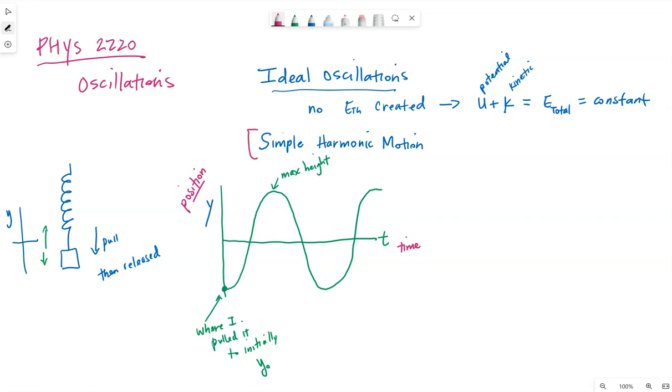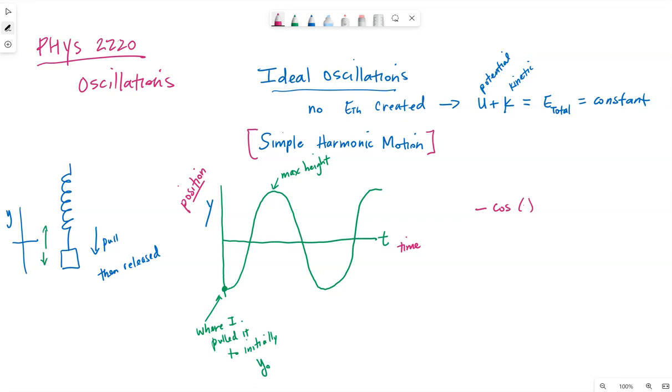Any simple harmonic motion, any basic ideal oscillator, will have a position versus time graph that is sinusoidal. Now, this one that I've just drawn is technically a negative cosine graph because it starts at a negative maximum value and then oscillates up and down from there.